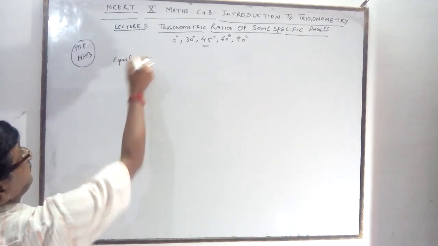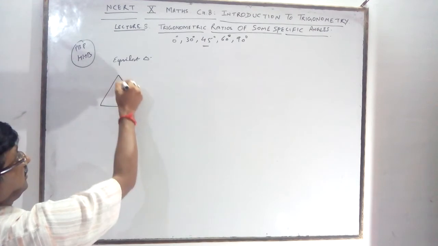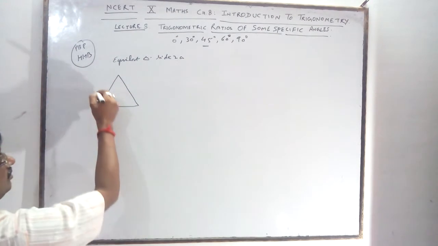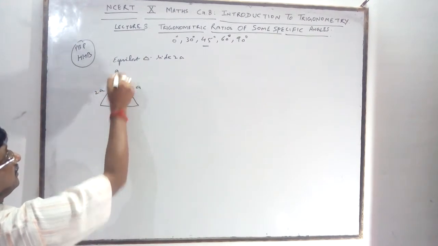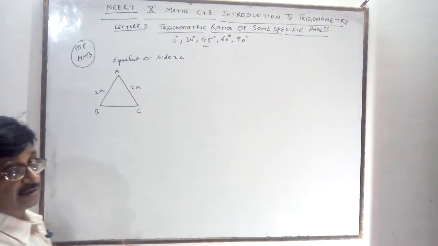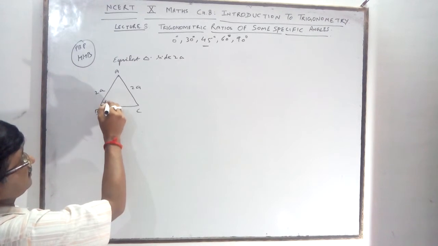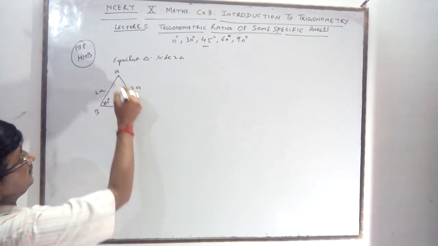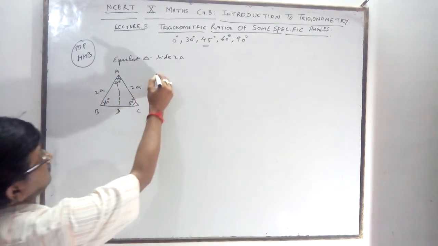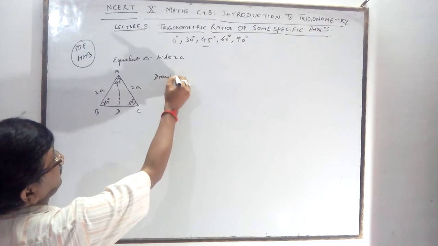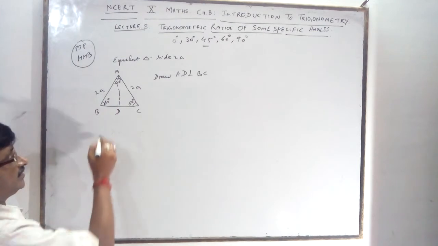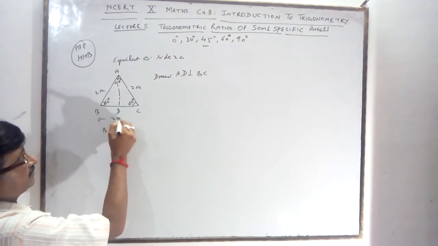Let it be an equilateral triangle of side 2A. 2A means all the sides are 2A. Triangle ABC, and you will draw a perpendicular. For this proof, each angle is 60 degree. Each angle is 60 degree. It is also 60 degree. But you will draw a perpendicular AD perpendicular to BC.